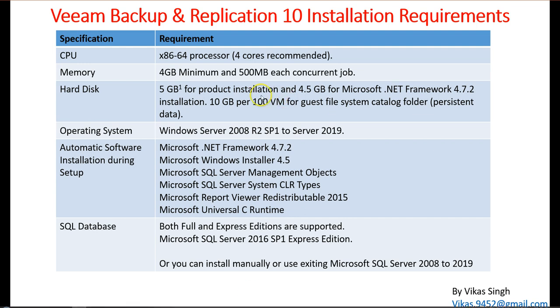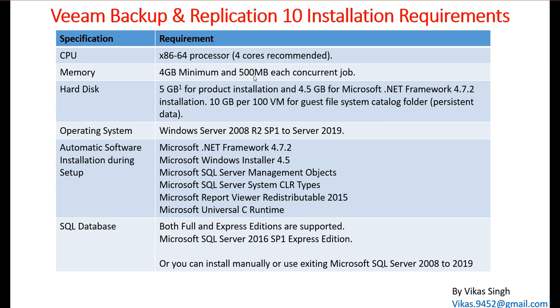You need a 64 or 32-bit processor, and 4 cores are recommended for Veeam Backup and Replication 10. Memory is 4 gig minimum and 500 MB for each concurrent job. For example, if you are going to have 10 concurrent jobs, then you need 10 times 500 MB for memory, plus 4 gig for the operating system itself. So you can calculate the required memory as per your concurrent jobs requirement.